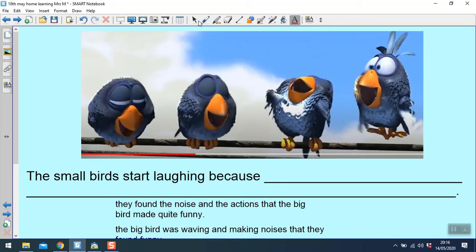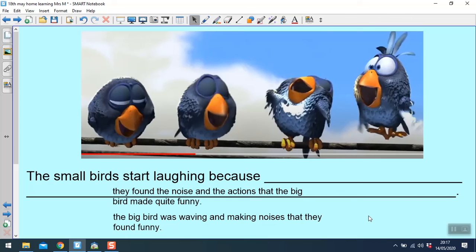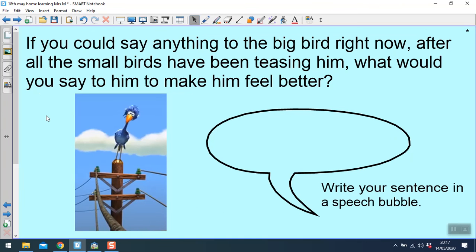Decide what you want to write and then write out the whole sentence. Remember to use capital letters, full stops and finger spaces. Pause the video while you write your sentence. This is your final challenge for the day. If you could say anything to the big bird right now in this section of the film, after all the small birds have been teasing him, what would you say to him to make him feel better? I'd like you to draw yourself a speech bubble and write your sentence inside the speech bubble. Pause the video while you do this.